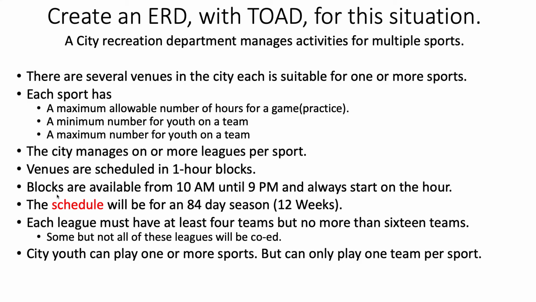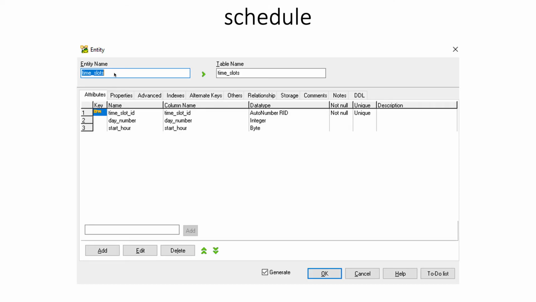Next one I see is schedule. Now, we're going to have to be somewhat creative because we need a schedule. We know it's going to be 84 days in a season, and we know it's only going to run from 10 a.m. to 9 p.m. on each of those days. So the way I did that was I created an entity called time slots, and each time slot has an ID, and it's going to be whether it's day 1, day 2, day 3 through day 84, and what's the start hour, and I'm going to use 24-hour clocks, so it's going to be 10, 11, 12, 13, 1400, and so forth.